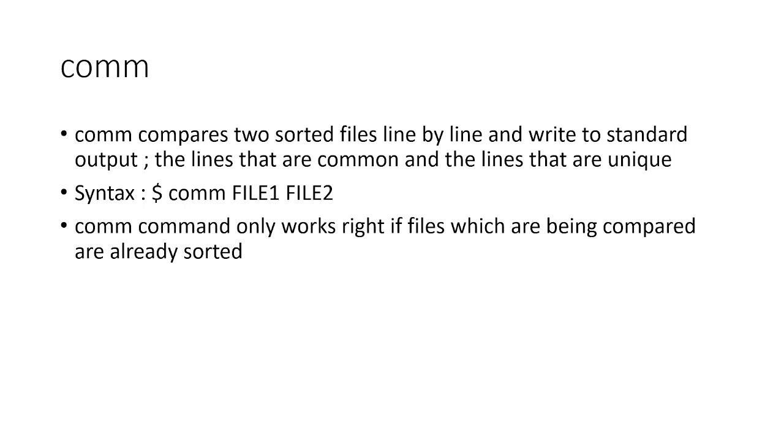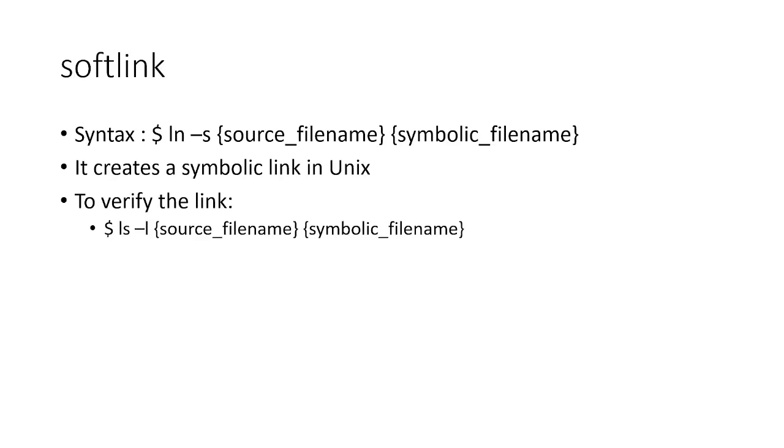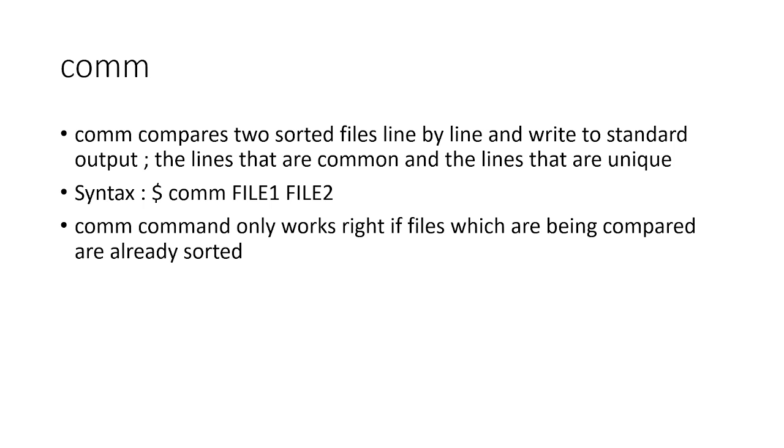Comm. So comm compares two sorted files line by line, whereas diff doesn't do that; the file was not necessarily a sorted one. The syntax is comm file 1, file 2. Comm works only if the files being compared are already sorted. And for the output, if you do comm file 1, file 2, column 1 will give the lines which are exclusive to file 1. Column 2 will give only the lines which are exclusive to file 2, whereas column 3 will give the lines which are common to both files, file 1 and file 2.